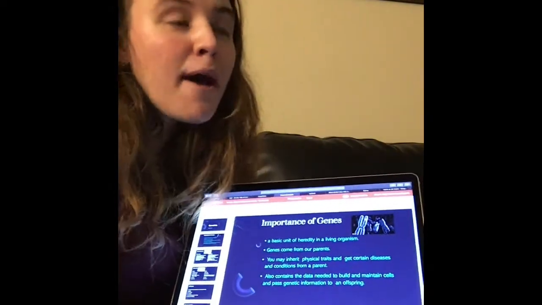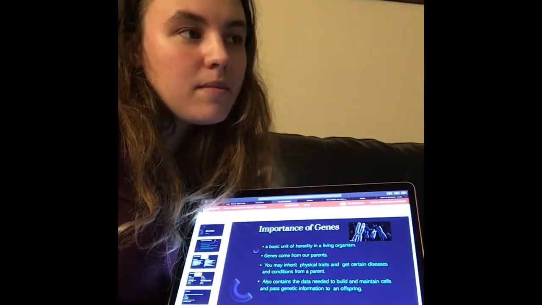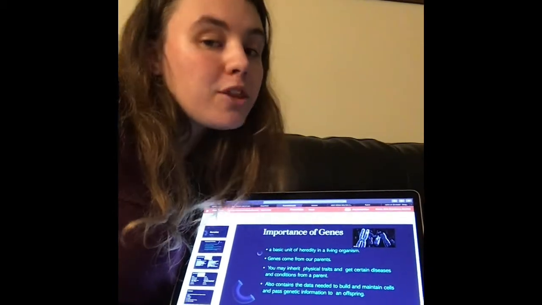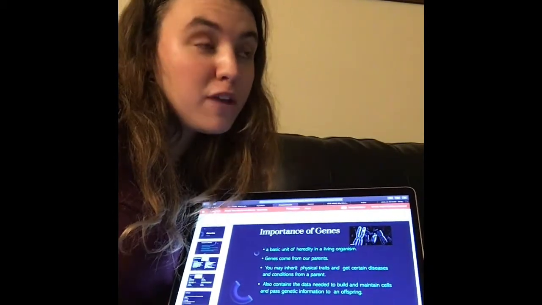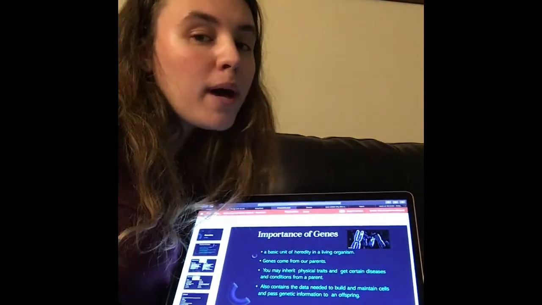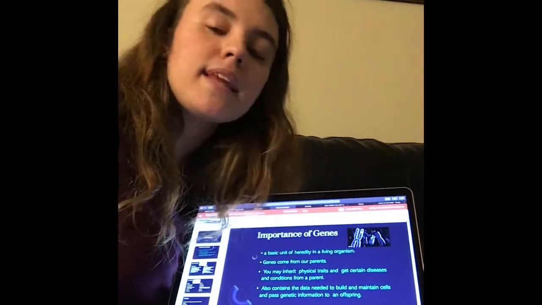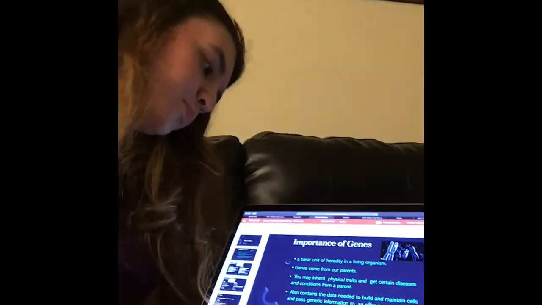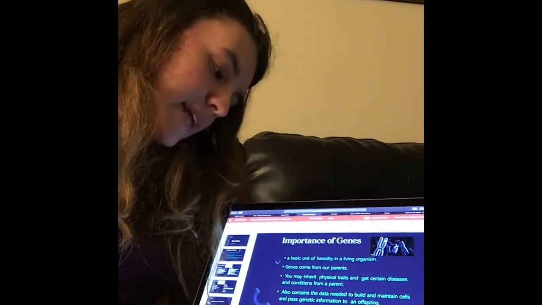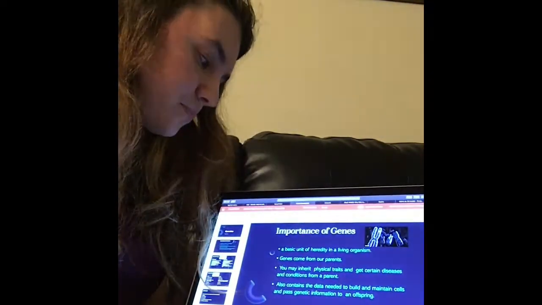So just because, let's say, mom has diabetes but dad doesn't, that doesn't mean you will get diabetes. There's a percent chance that you might get it, but you might not, and maybe a sibling might get the diabetes effect. Also, genes contain the data that we need to build and maintain cells and pass genetic information to an offspring.